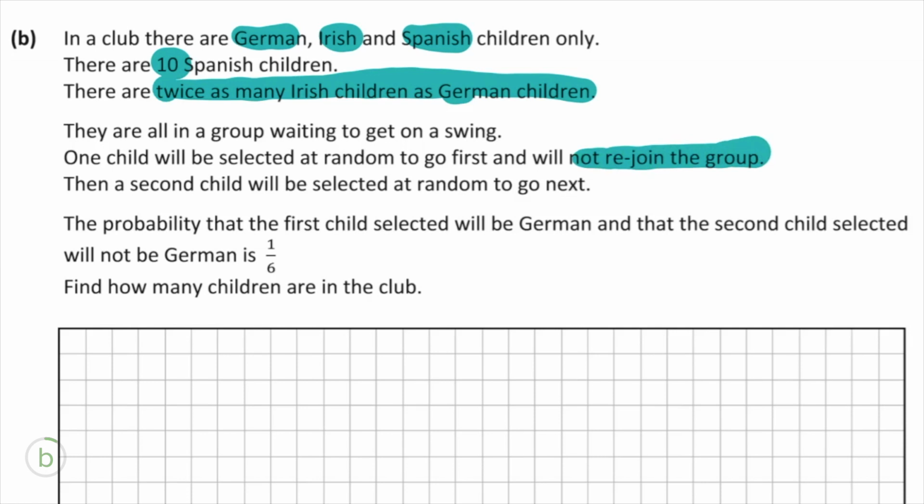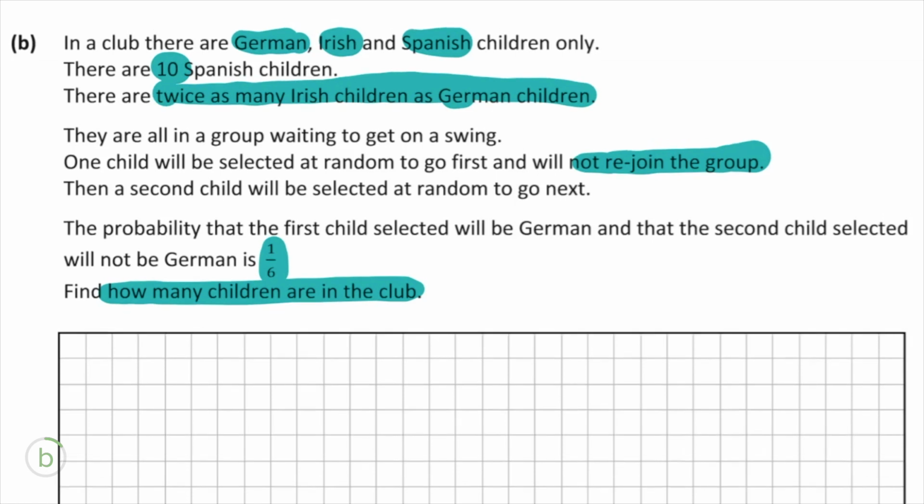So the probability that the first child selected will be German and the second child selected will not be German is 1/6, and they're asking us to find how many children there are in the club. So quite a lot of wording in that question, and we're going to try and boil that down to numbers or some sort of equation we can form in order to solve this question.